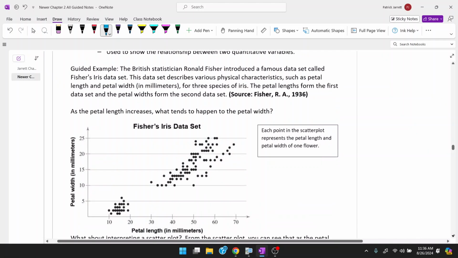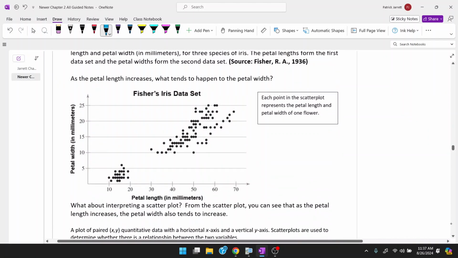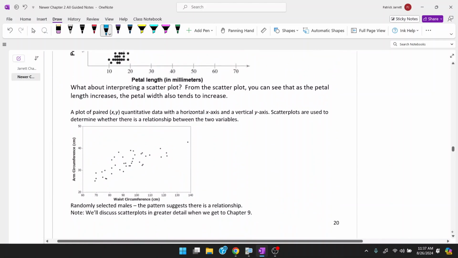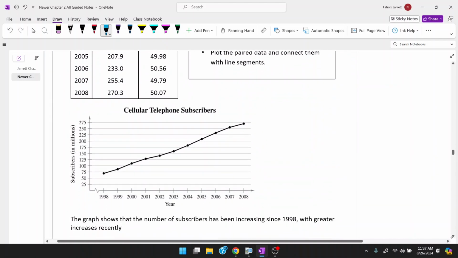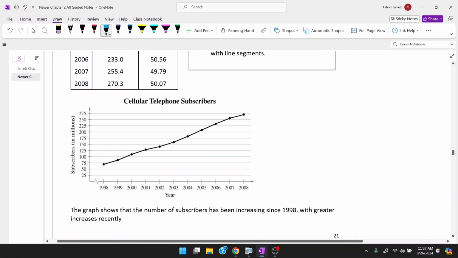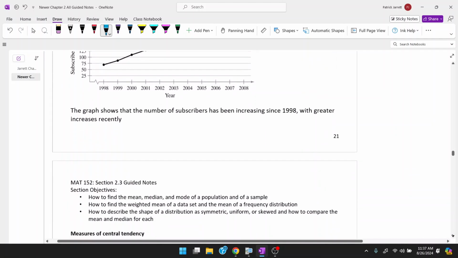So scatter plots can deal with bivariate or XY variables. Also time series. Like on the next page would be a time series with the number of subscribers by the year. So there's that. I don't even think I put anything on with scatter plots on your MyLab, but I just wanted to kind of introduce those to you.